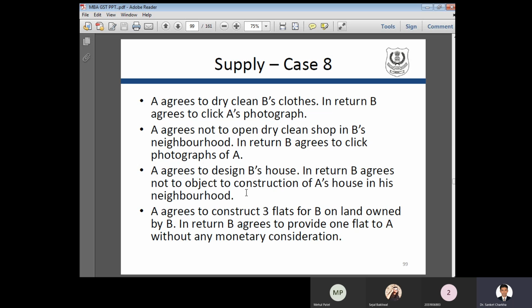Correct. A agrees to construct 3 flats for B on land owned by B. In return, B agrees to provide 1 flat to A without any monetary consideration. Now say, Sejal. Very simple, don't think about anything. A agrees to construct 3 flats for B on the land owned by B. In return, B agrees to supply of service. First, is it a supply?